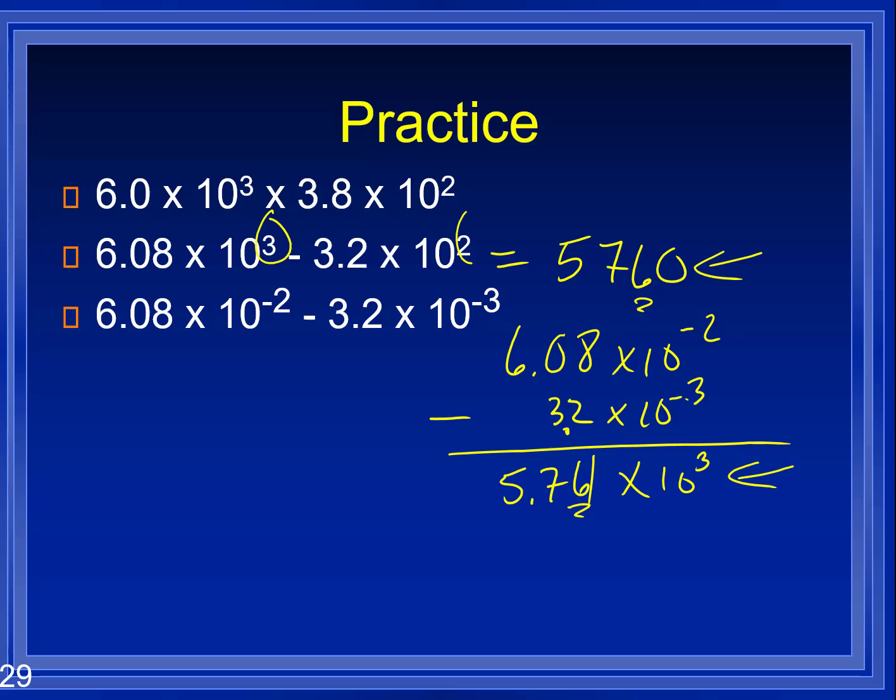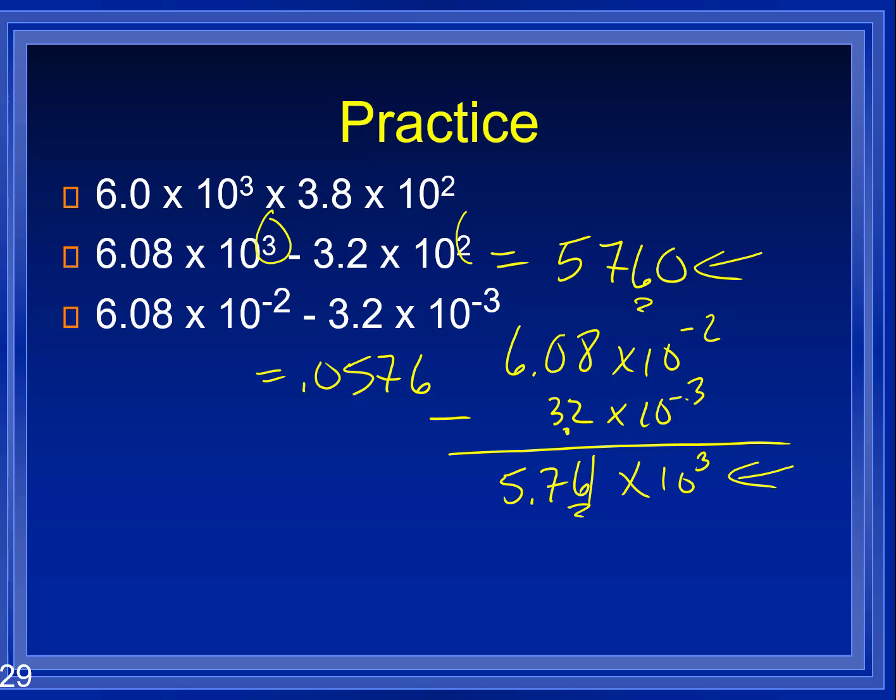So you push the buttons on your calculator, 6.08, EE negative 2, minus 3.2, EE negative 3, equals. Now that equaled 0.0576, or 5.76 times 10 to the minus second. Anybody not able to get that on your calculator? Anybody? Let me help you.